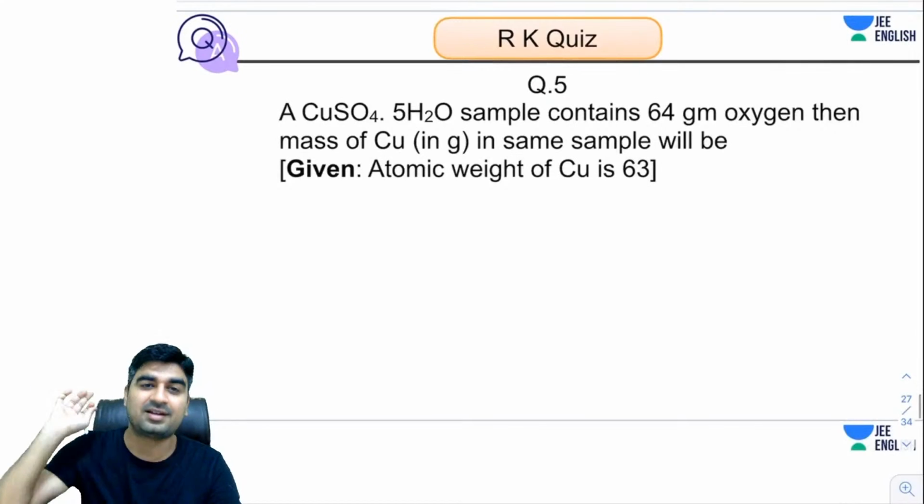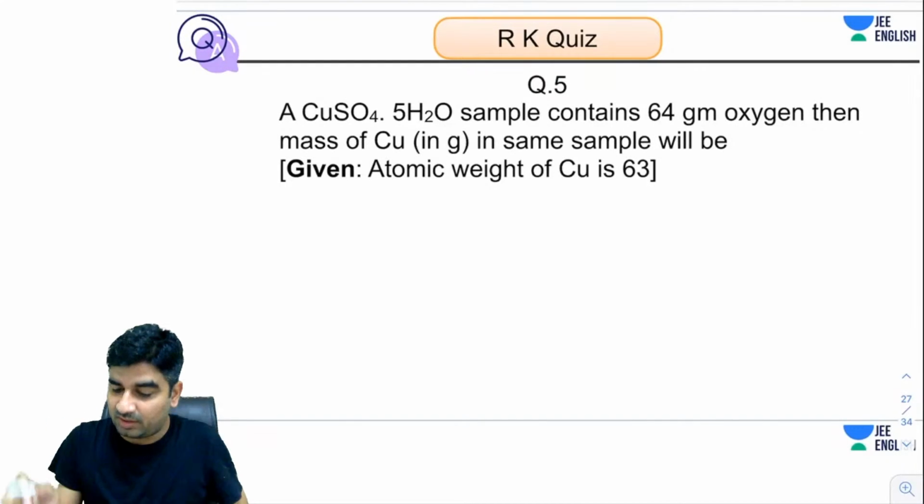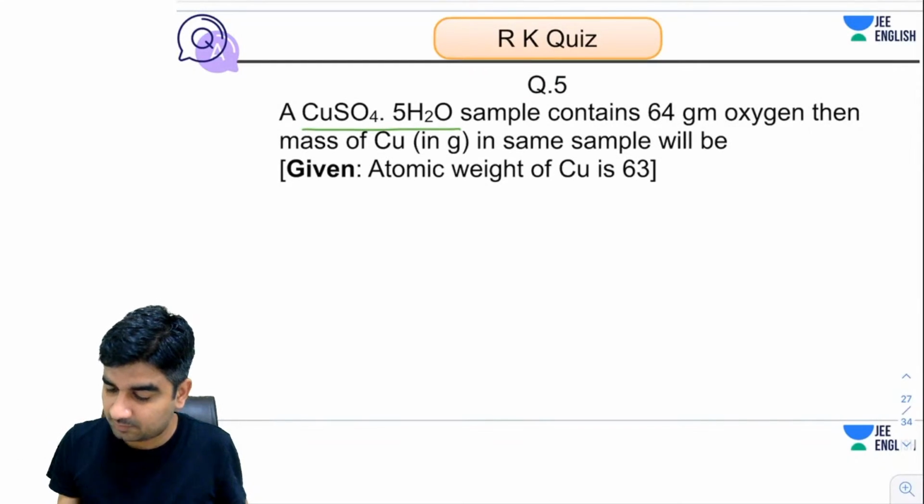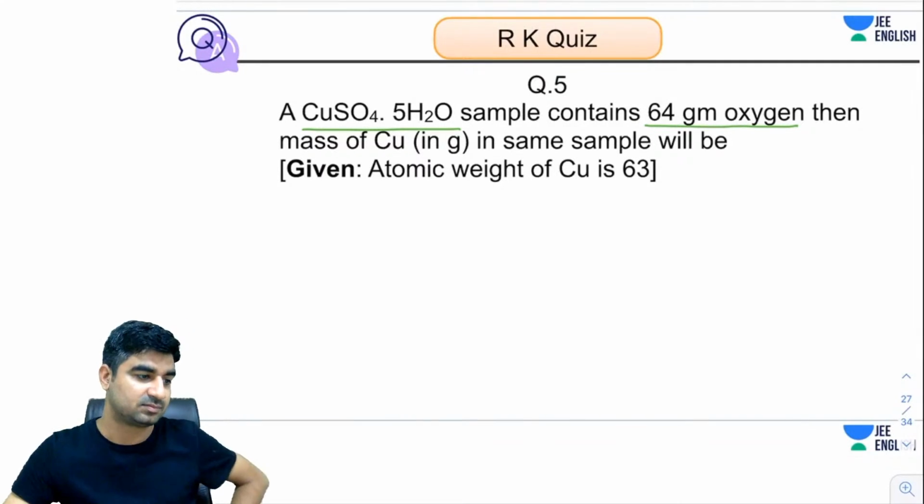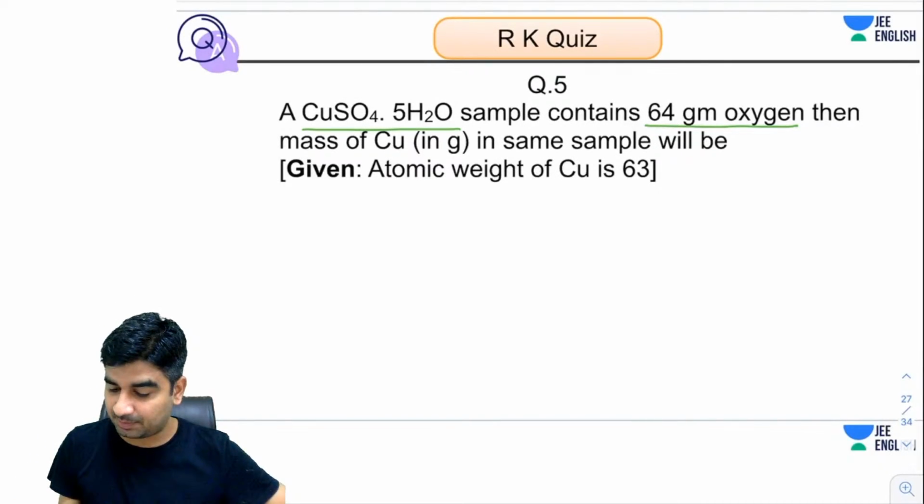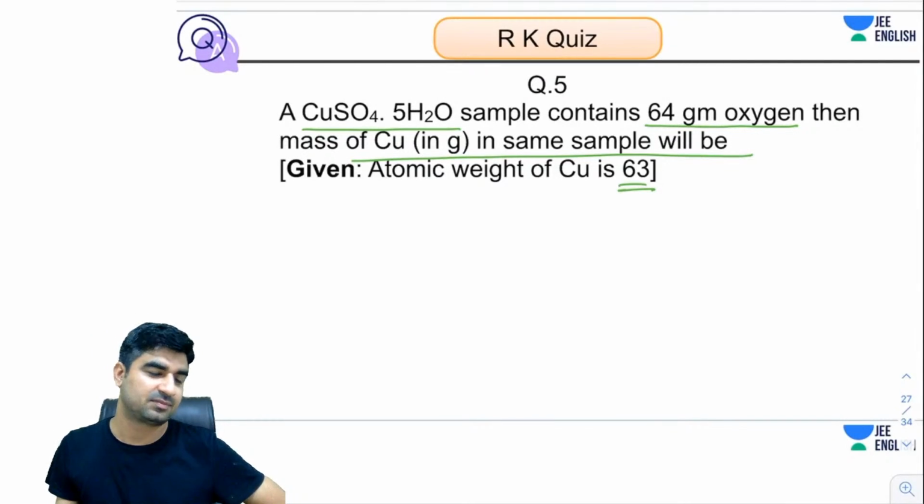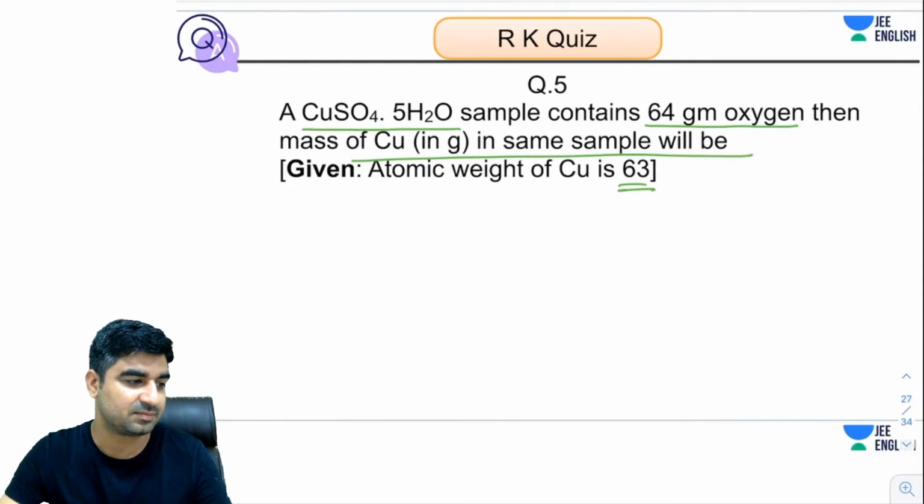That is last problem. Now solve it. You have a sample of this and it contains 64 gram oxygen. Then mass of copper in the same sample will be, take mass of copper as 63. Simple question it is.